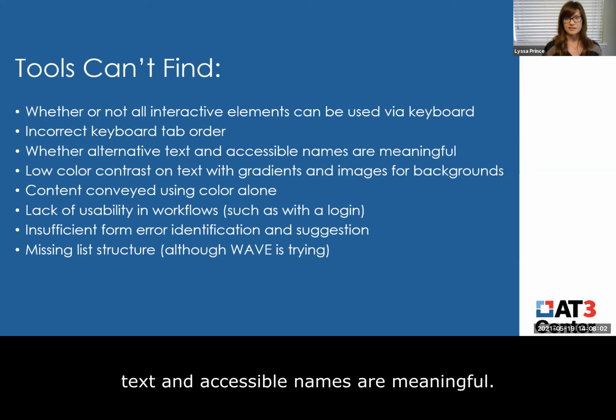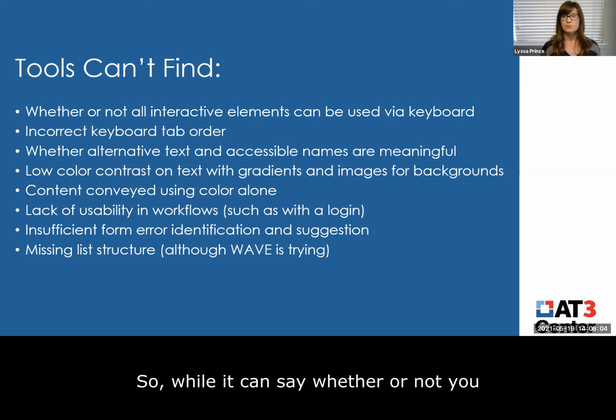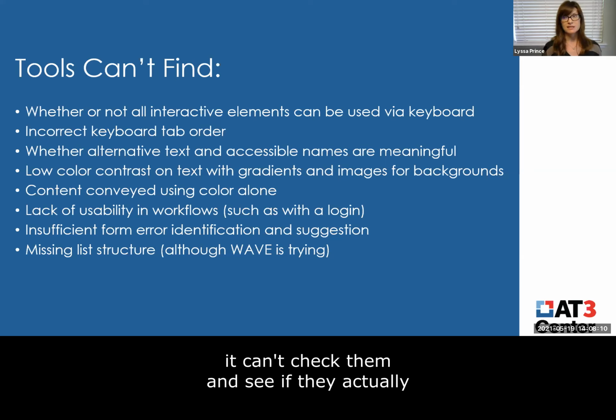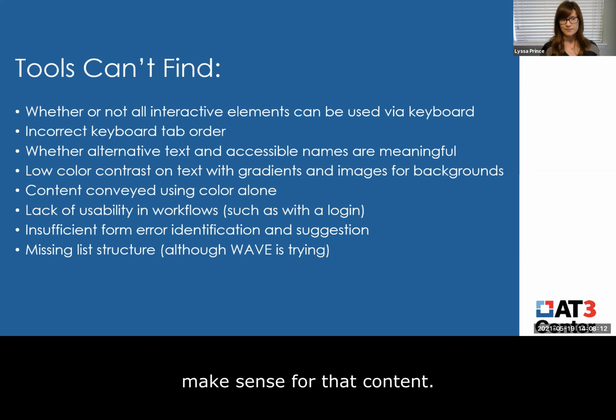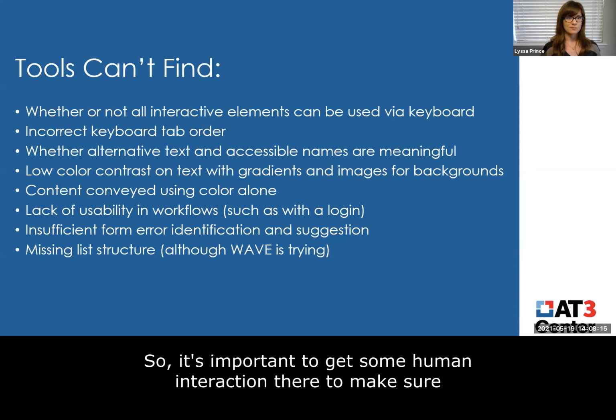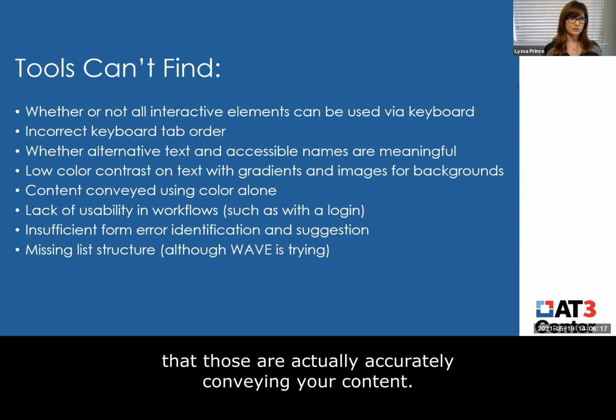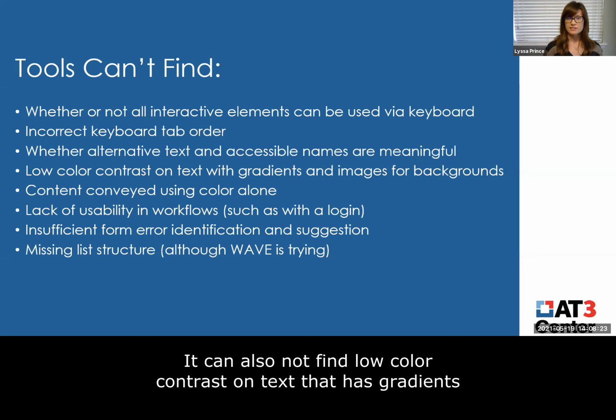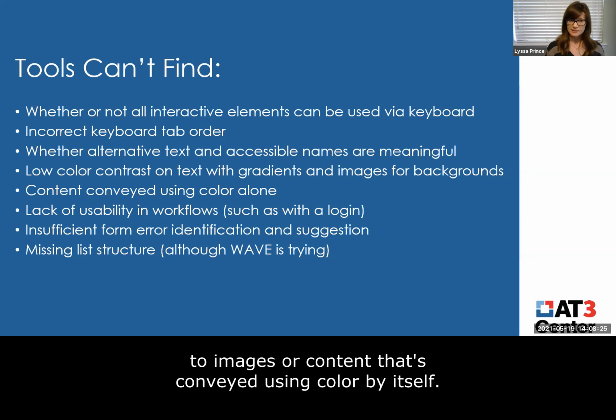Whether alternative text and accessible names are meaningful. So while it can say whether or not you have alternative text on images, it can't check them and see if they actually make sense for that content. So it's important to get some human interaction there to make sure that those are actually accurately conveying your content. It can also not find low color contrast on text that has gradients or images, or content that's conveyed using color by itself.